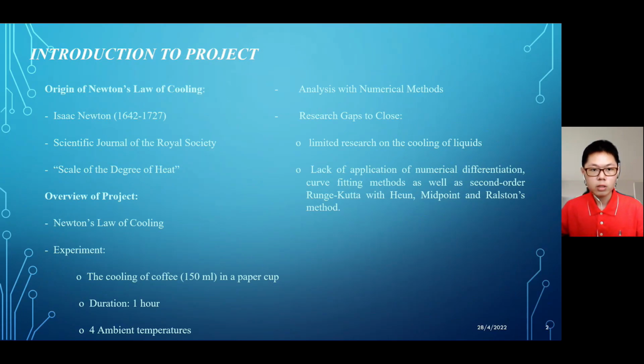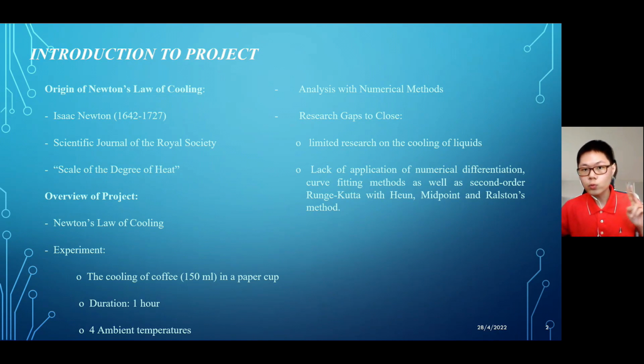For some context, Newton's Law of Cooling was first proposed by Sir Isaac Newton in his paper entitled Scale of the Degree of Heat. Our project studies the law through an experiment where we measure the temperature of cooling coffee over the duration of an hour under 4 ambient temperatures. The data collected were then analyzed using numerical methods.